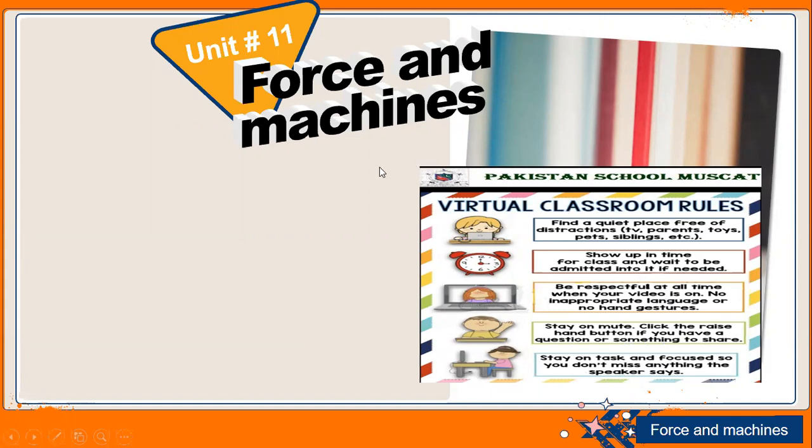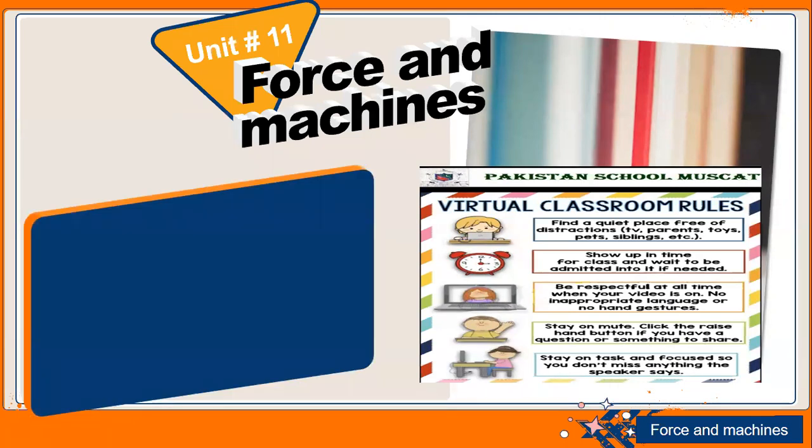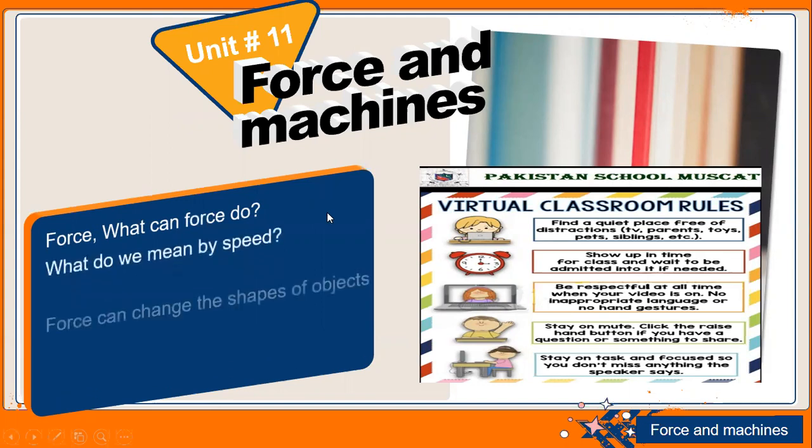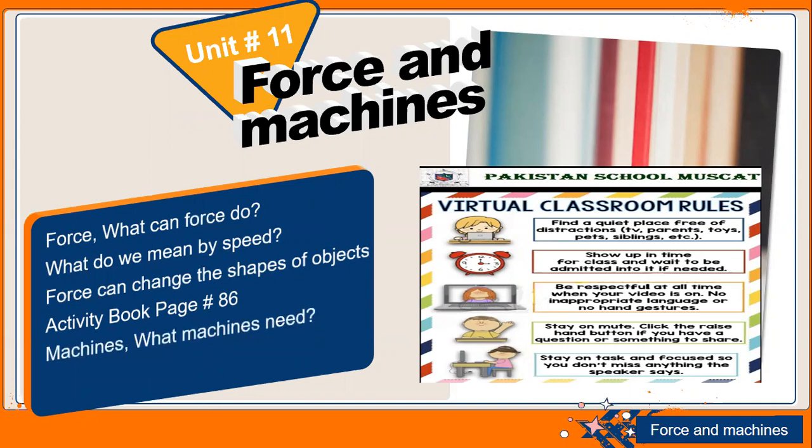Our topic today is Unit number 11, Force and Machines. Students, force causes things to move. So in this chapter, we learn about force. What can force do? What do we mean by speed? Force can change the shapes of objects. Then we'll discuss one activity from the book, page number 86. Then we discuss machines, what machines need, and then the names of some simple machines and their work in our daily life. So let's get started, students.